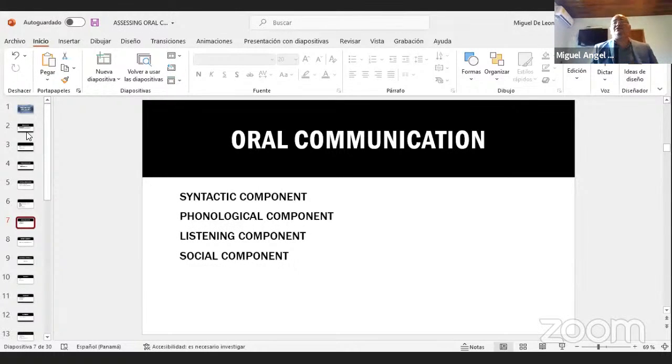A listening component, obviously, because if I'm a sender, someone is receiving. That person is receiving the messages and needs to be able to understand and decode language in this case. And last but not least, a social component, which is the one that Aldair was talking about today. We need to be careful here because whenever we are designing our courses, especially oral communication courses, we should implement them all in our programs, in our classes.